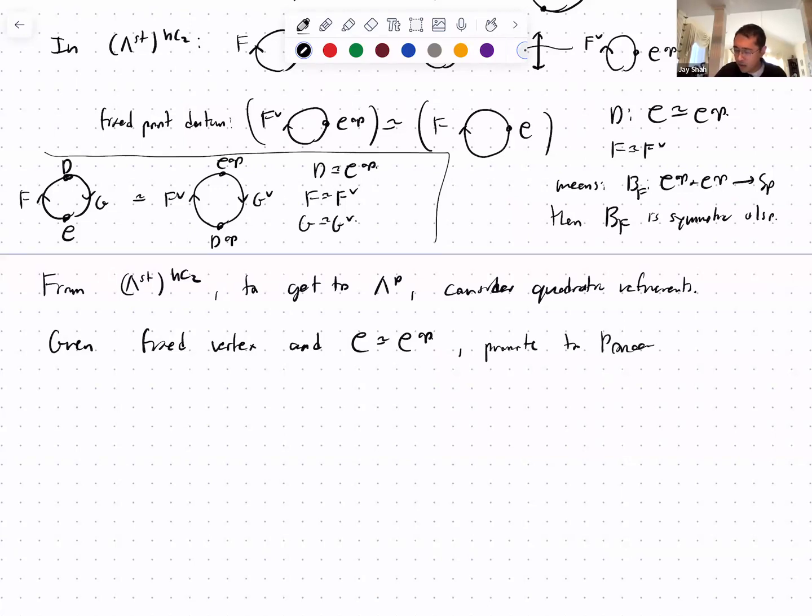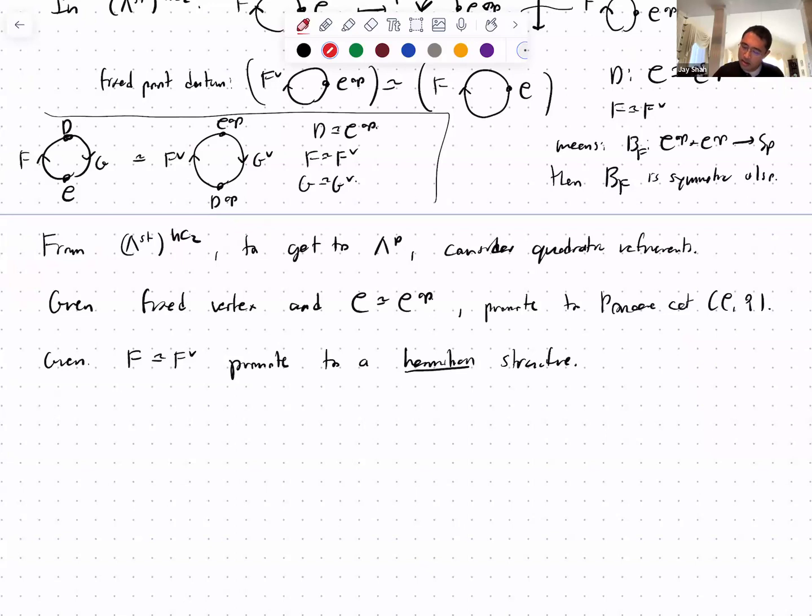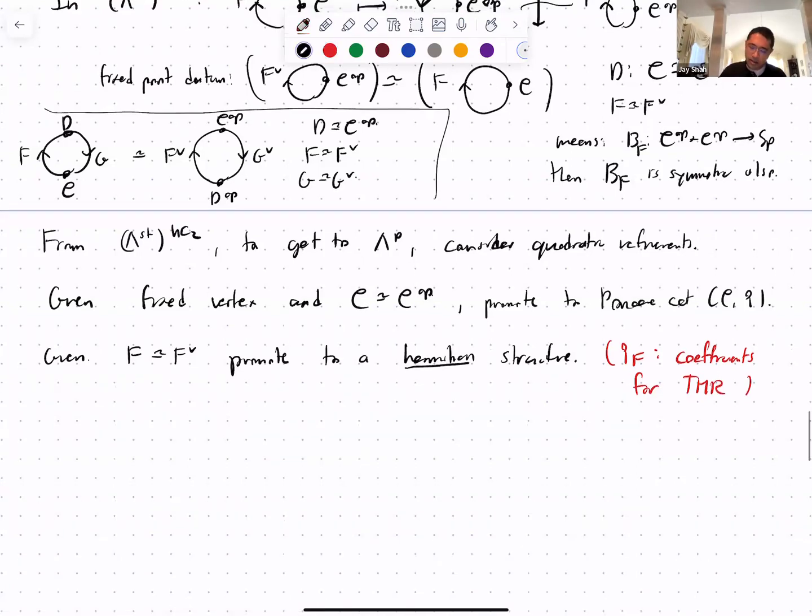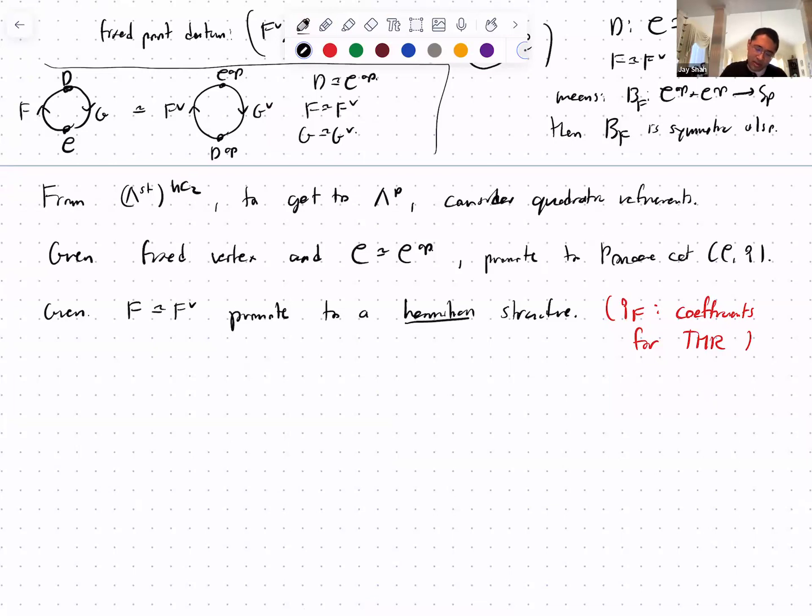you promote it to a Poincaré category as a label, and given an identification of some bimodule with its dual, you promote this to a hermitian structure. In other words, let's call this kappa F, and this will be the coefficients for THR. So if I want to draw a Poincaré graph, here are some examples. I have C now with a Poincaré structure, and I have labeling the edge a hermitian structure.